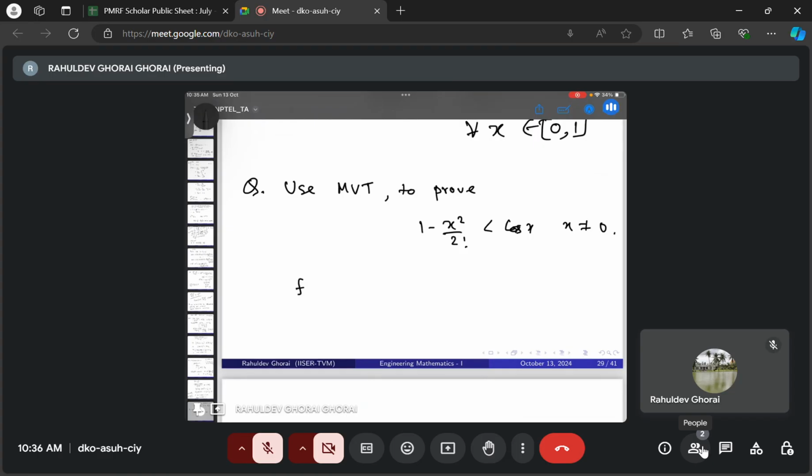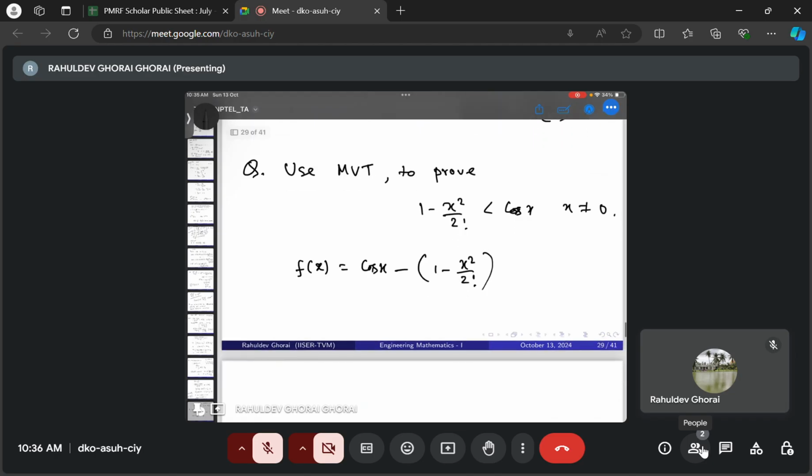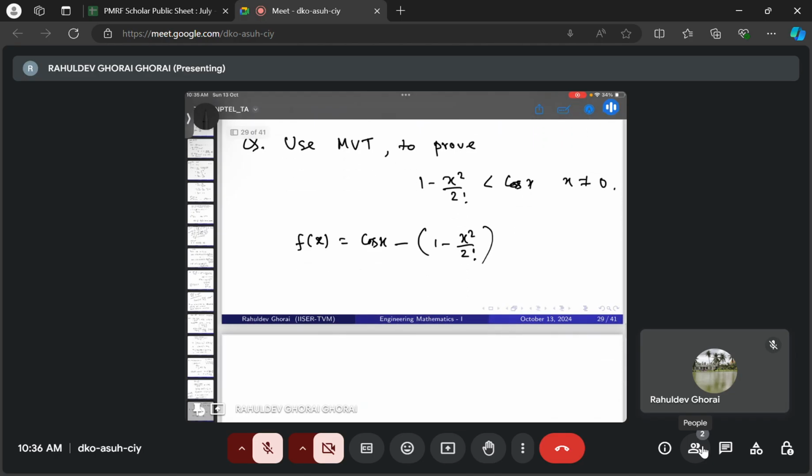So for that, what we do, let's say we take f(x) equal to cos x minus (1 minus x squared over 2 factorial). Okay, then if you can show that f(x) is greater than 0, then you are done. Now what is f(0), let's say? What is f(0)?